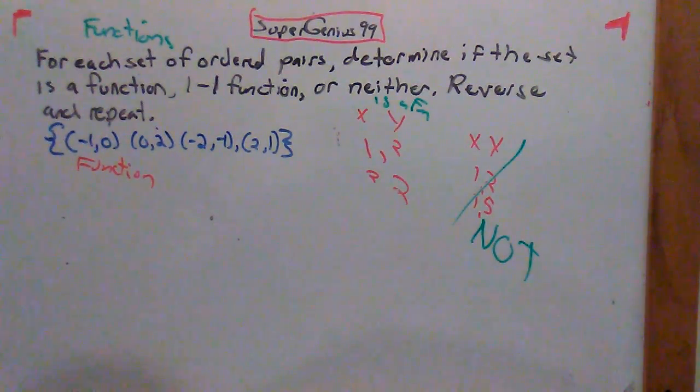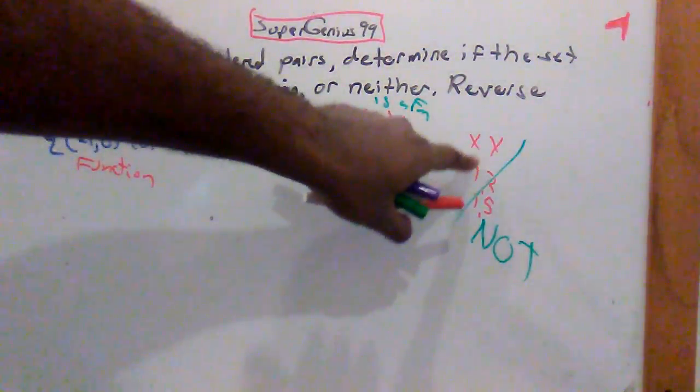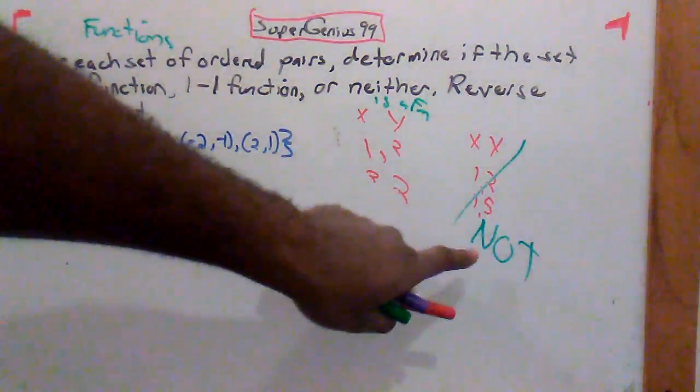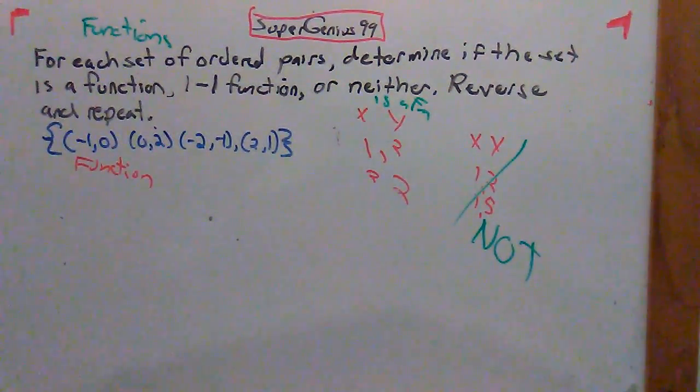So, quick question, what would happen if any of the x values did repeat and they had a different y value? Well, we already talked about that. If your x values repeat and you have a different y value, it's not a function. And if it's not a function, it's not a one-to-one function either.